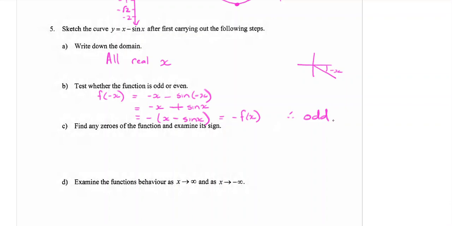Okay, part C. Find any zeros of the function. Zeros are otherwise known as x-intercepts, which are when y equals 0. So that means 0 equals x minus sine x, or x is equal to sine x. That's a bit nasty. When is x equal to sine x?